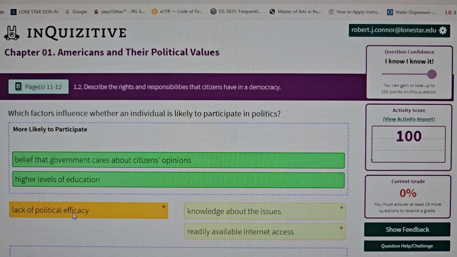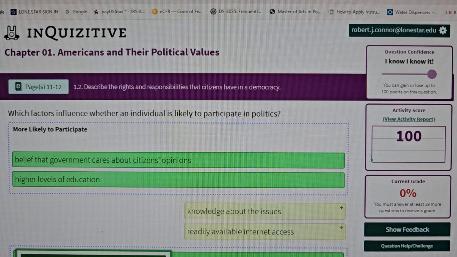Now, lack of political efficacy. In other words, if you don't think that the government cares about you, then that's going to mean that you're going to be less likely to participate, which really is not the way it should be. If you think that the government's not listening to you, not doing a good job, then maybe you should be more likely to participate in politics and in elections because you want to change things. But in this case, the answer is that it normally makes people less likely to participate in politics if they don't believe that the government really cares about them or is really listening to them.